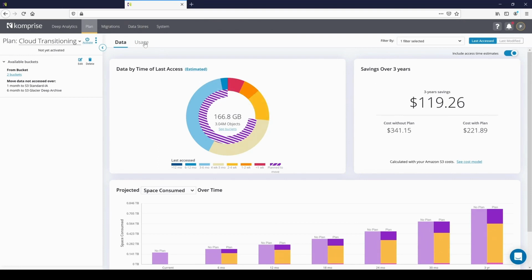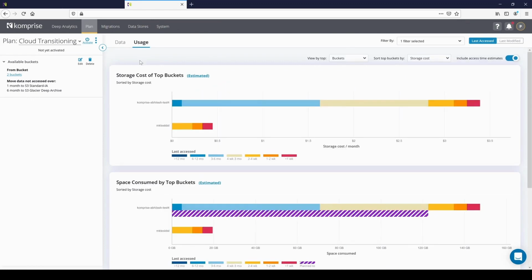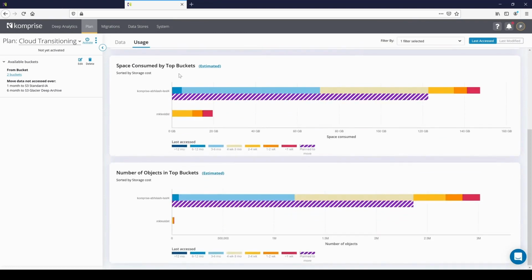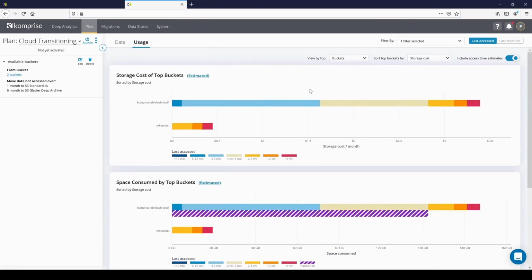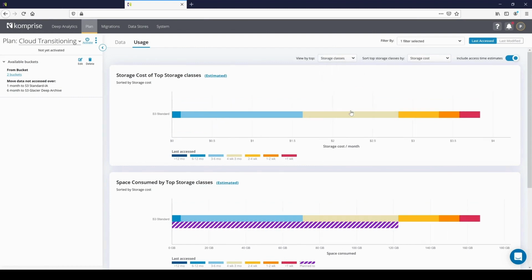Further, Komprise helps you understand your data usage patterns by storage cost, by space consumed, and by number of objects. You can also slice and dice your data by owner, by object type, and by many other dimensions. You can even see whether cold data is sitting in expensive storage classes, or if hot data is sitting in low performance storage classes.